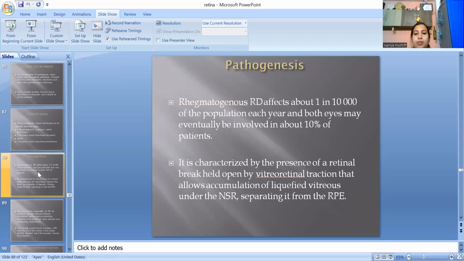Rhegmatogenous RD affects about 1 in 10,000 of the population each year, and both eyes may eventually be involved in about 10% of patients. It is characterized by the presence of a retinal break held open by the vitreoretinal traction that allows accumulation of liquefied vitreous under the neurosensory retina, separating it from the RPE.